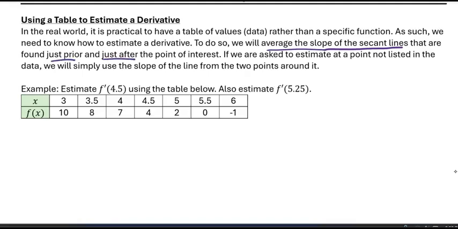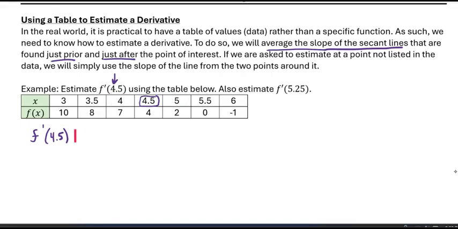If we were asked to estimate at a point not listed in the data, we will simply use the slope of the line from the 2 points around it. So let's take a look at the first one. We're going to estimate f prime of 4.5. If you look at the table, we do have a 4.5 right here, right? But we can't just find that instantaneous rate of change because we don't know where the function is. So what we're going to do in our imagination is use the 2 points right around it, this 4 and this 5, at x is 4 and 5.